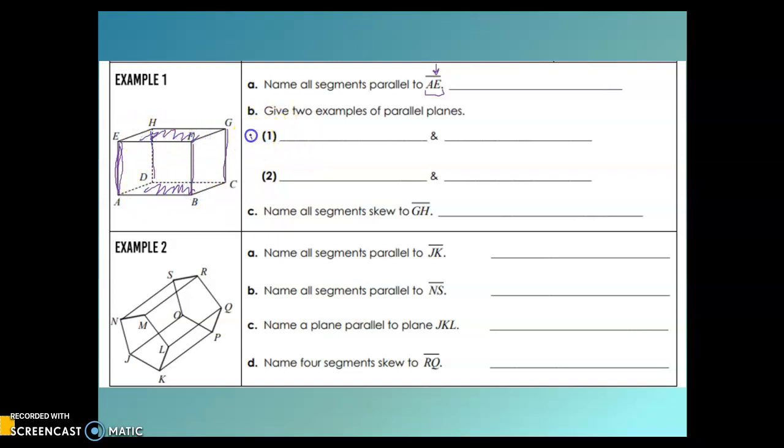So again, you're going to write that here. We don't have a symbol for plane. We actually have to write that out. Plane ABC and plane EFG.